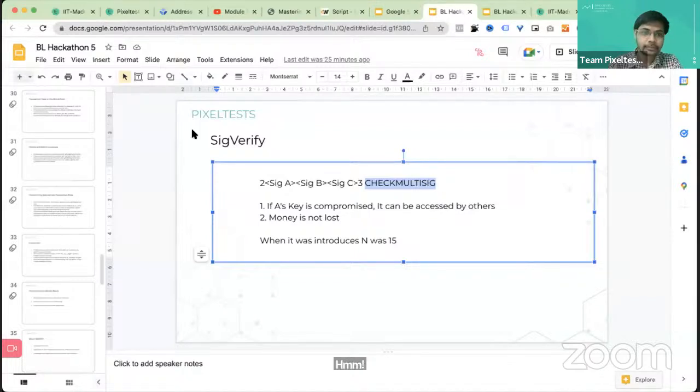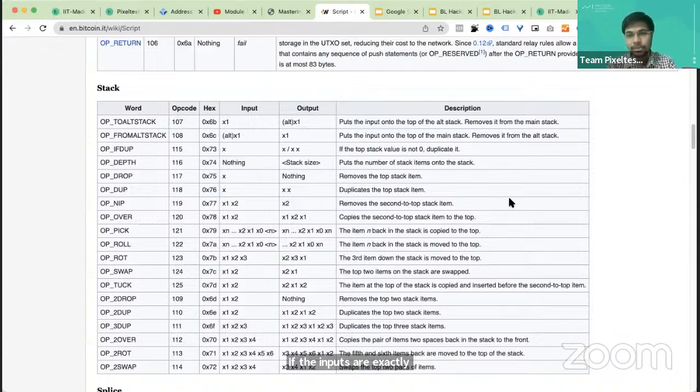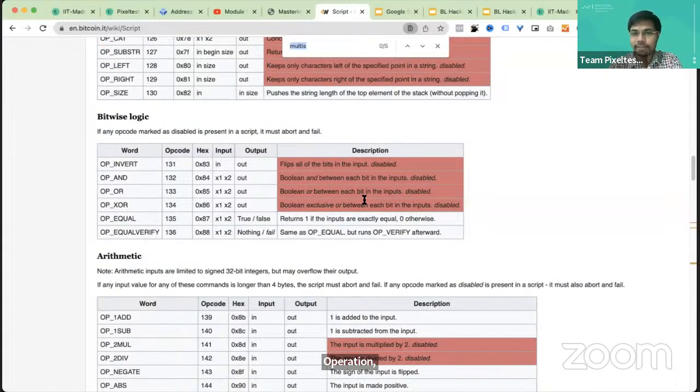We explain what each OP_DUP means: duplicate the item, right? OP_VERIFY_EQUAL means if the inputs are exactly equal, it will return 1. So everything has a meaning, everything has an operation definition, right? Similarly, when it is OP_CHECKMULTISIG, there is an explanation given here.